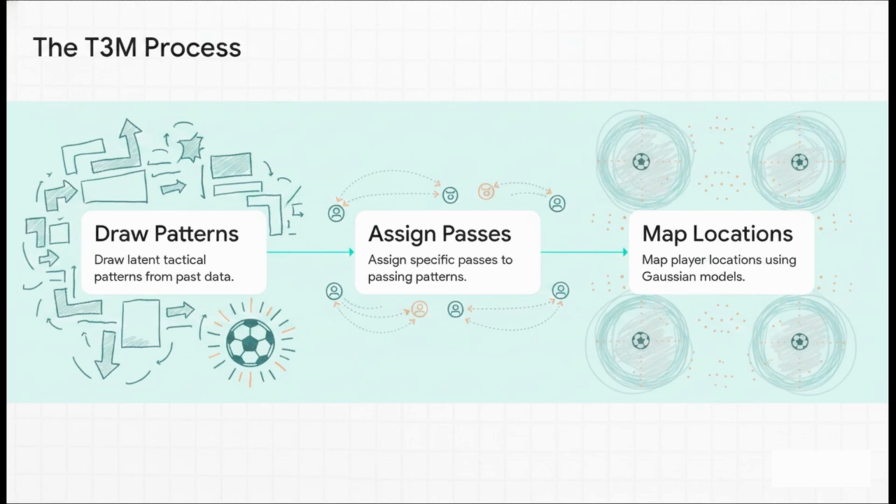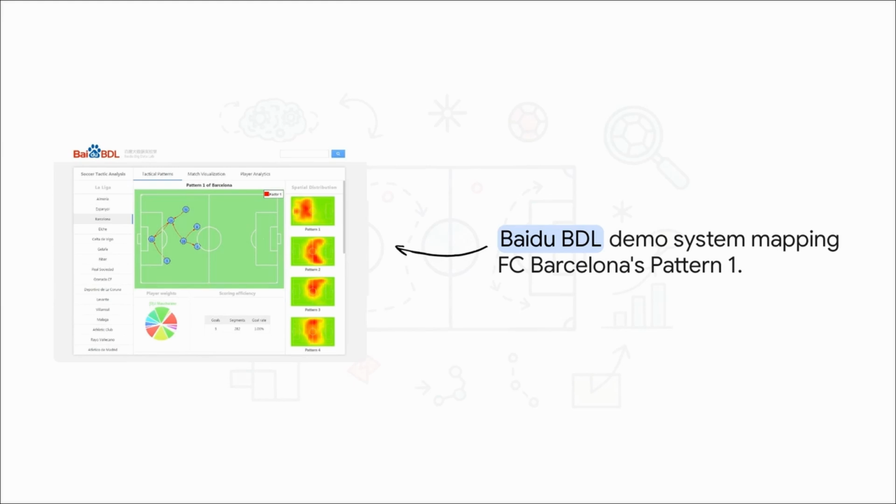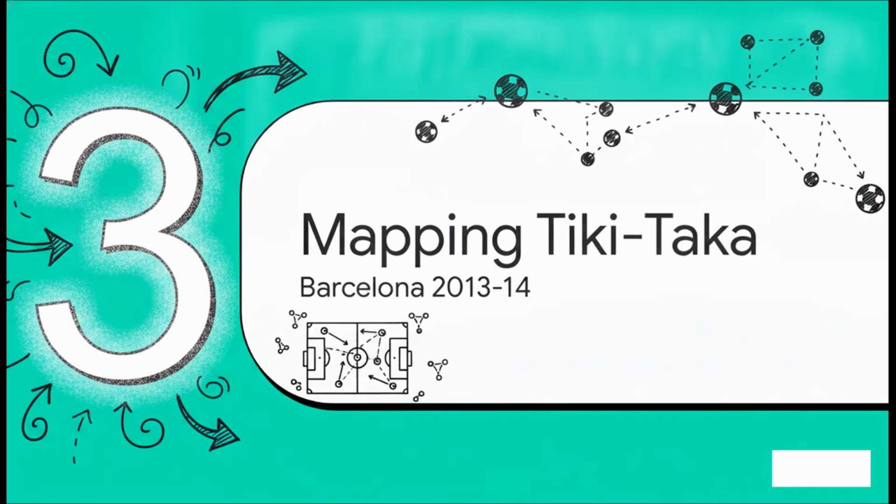Now, when you fire up something like the Baidu Big Data Lab demo system, you can actually see all this complex math come to life. Instead of a coach just drawing static arrows on a locker room whiteboard, the software maps out a specific passing network and simultaneously generates these vivid heat maps of spatial distribution. It processes thousands and thousands of coordinates in an instant to reveal the hidden structural layouts of a team with just incredible clarity. Let's see this in action by mapping Barcelona's tiki-taka.